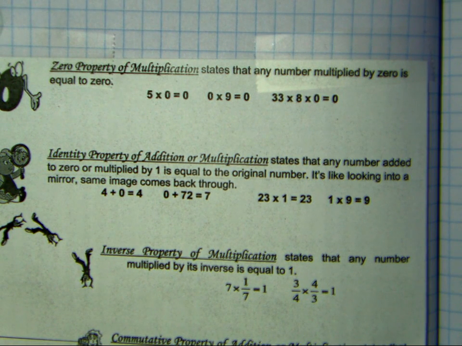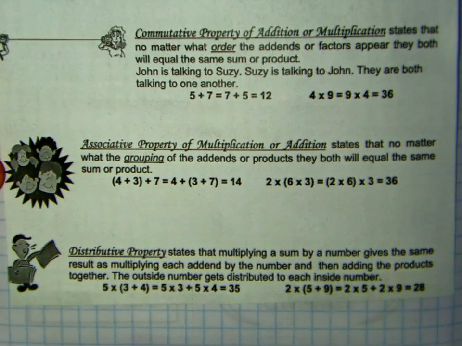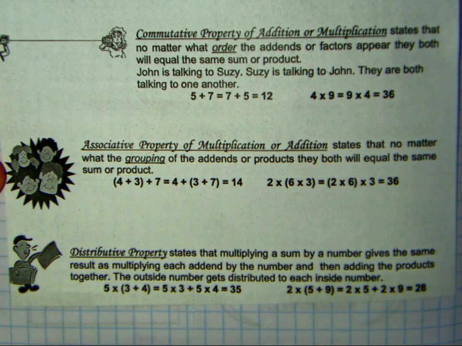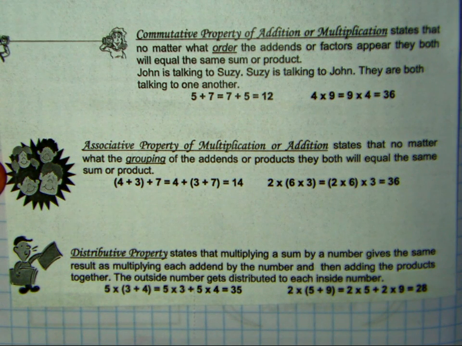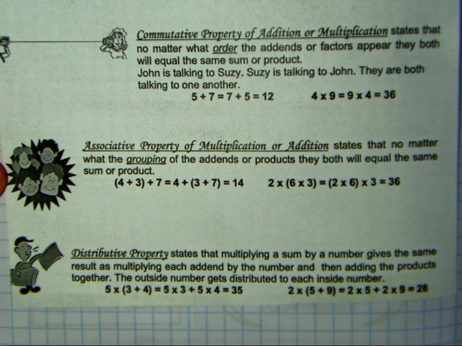Then we have the commutative property. I'm going to move this down. This is just a review of these different properties before we really get into the distributive property itself. The commutative property of addition and multiplication states that no matter what order the add-ins appear, and remember add-ins are the term we use for the numbers we're adding, they both will equal the same result. Basically, if I were to say, what is 5 plus 7, you would say 12, right? Well, if I say, what is 7 plus 5, you would say also 12. It doesn't matter if the 7 comes first or the 5 comes first, they're still going to have the same answer. Likewise, if I were to say, what's 2 times 3, you would say 6. But if I said, what is 3 times 2, you would also say 6. It's the same exact thing.